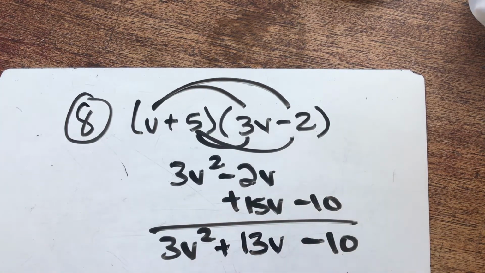Again, take a look at your final answer. You have 1, 2, 3 parts, and it's in proper order. Your work has been shown, and you have a sign in between each term. I'm looking for that, and I'm looking for the work. Awesome. Let's look at the next one. Question number 9.